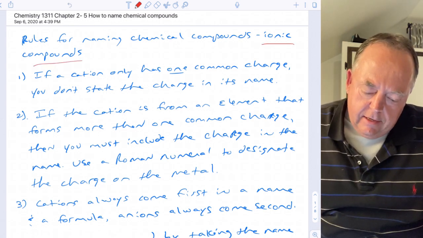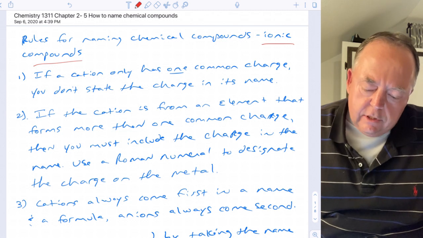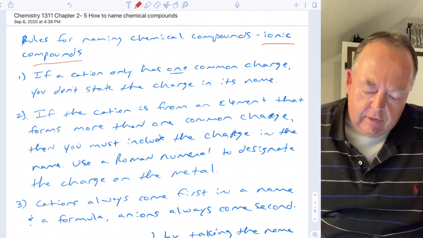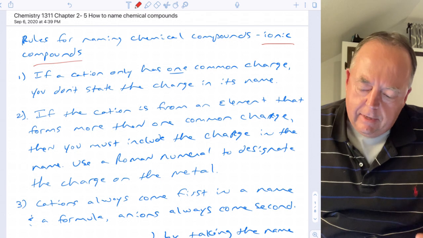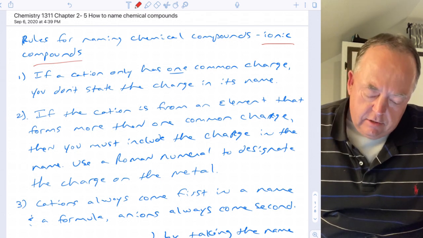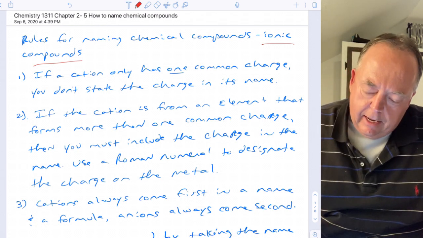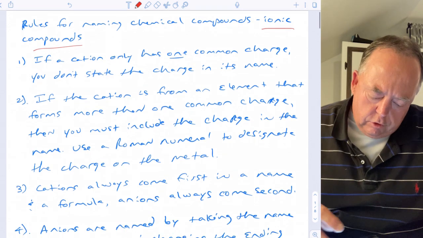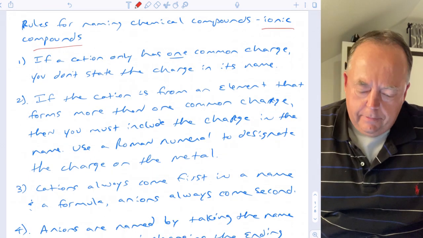So if a cation only has one common charge, like sodium likes to be +1, magnesium likes to be +2, so you don't state the charge in the name. So we'll go through the rules right quick and then I'll work lots of examples.